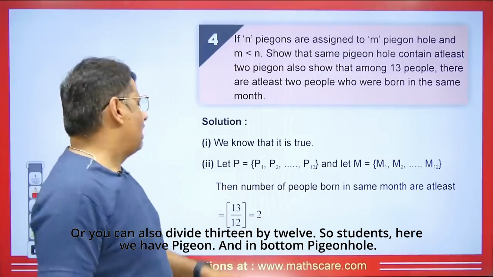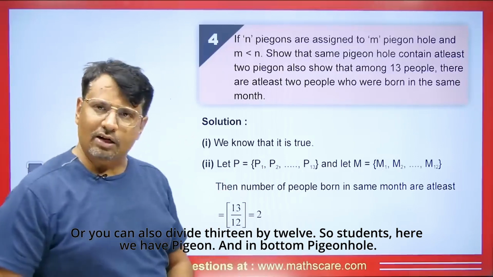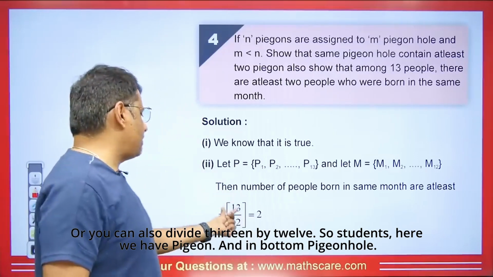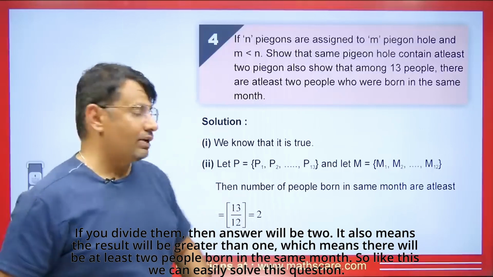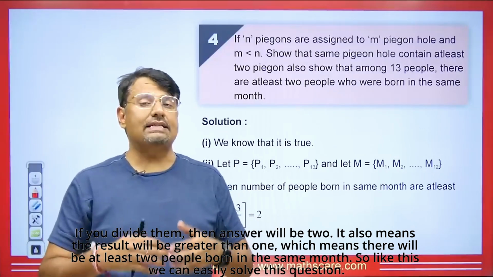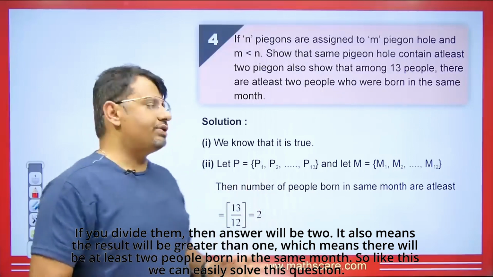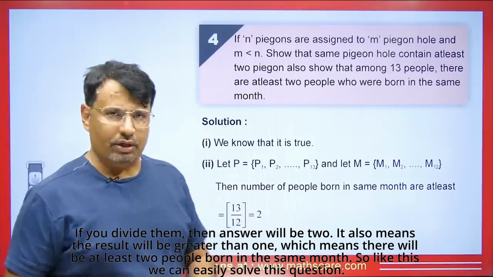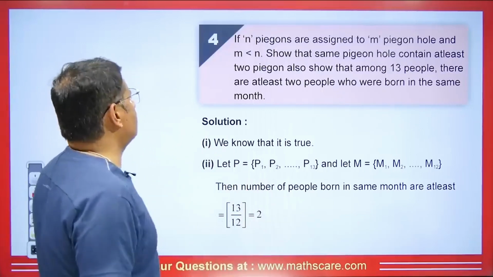Is this clear? Or you can also divide 13 by 12. So students, here we have pigeons, and in the bottom, pigeonholes. If you divide them, then the answer will be 2. It also means the result will be greater than 1, which means there will be at least 2 people born in the same month. So like this, we can easily solve this question.